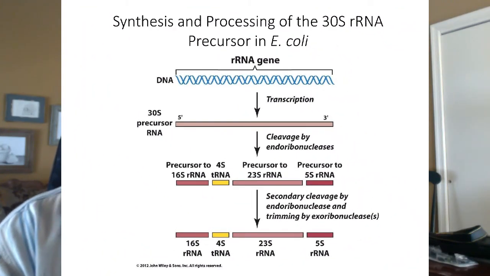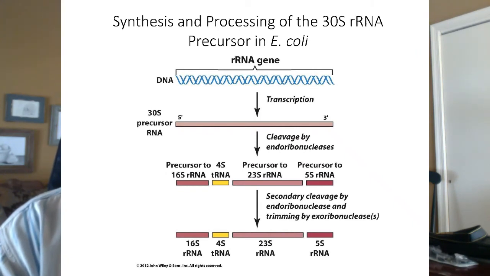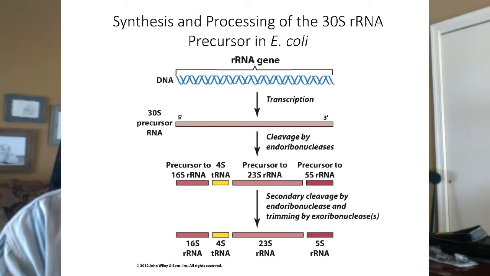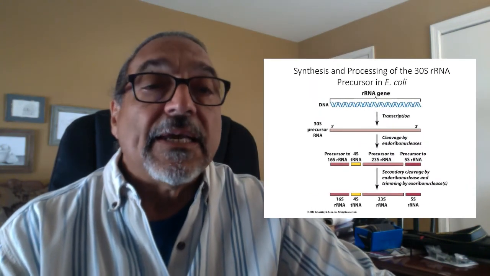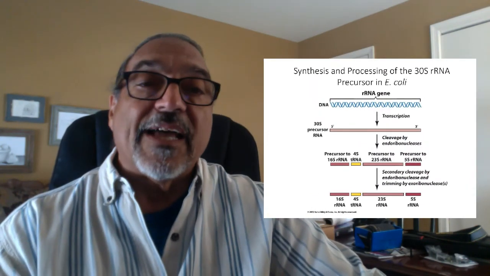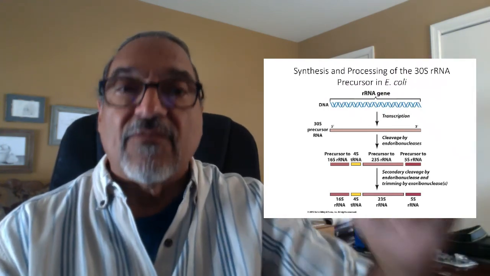The synthesis and processing of the 30S unit really comes from a single ribosomal RNA gene in E. coli. It is cleaved into multiple portions by endoribonucleases. Of course, the ASE tells you it's an enzyme. Endo means it's inside the ribonucleotide. So it's cutting within the RNA sequence and then ultimately cleaved again by more endonucleases and exonucleases as well. Exonucleases trim from the ends inward.